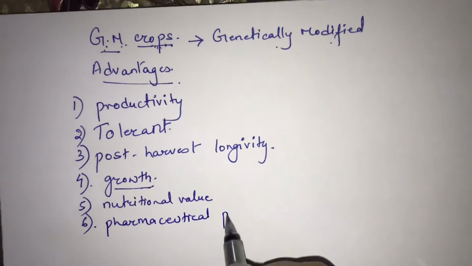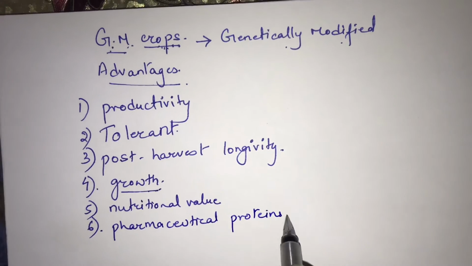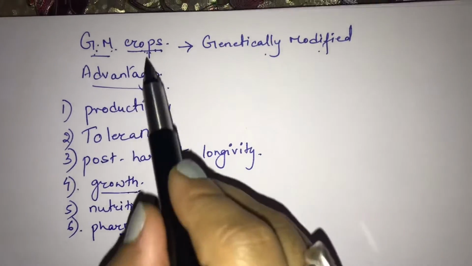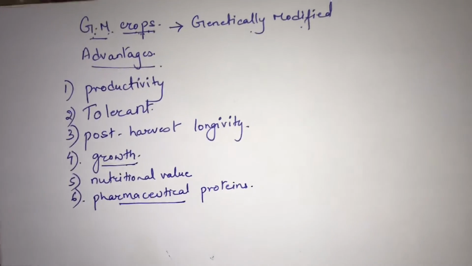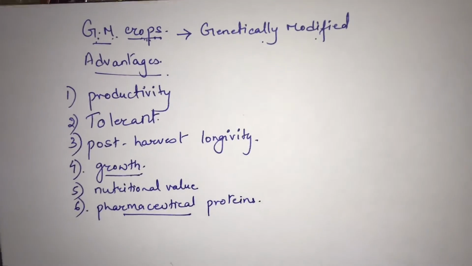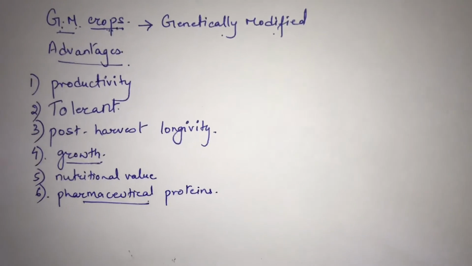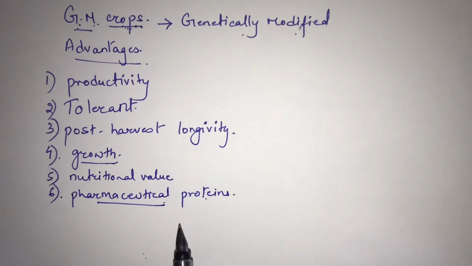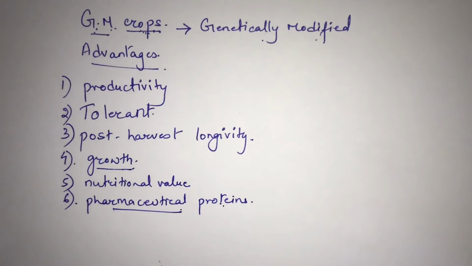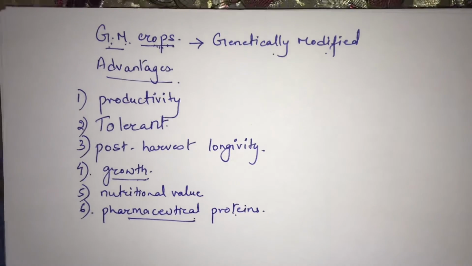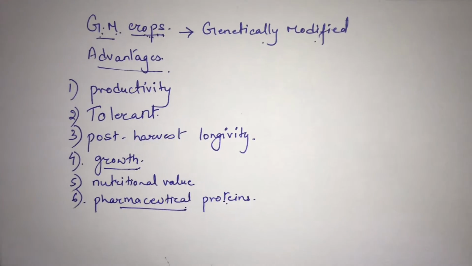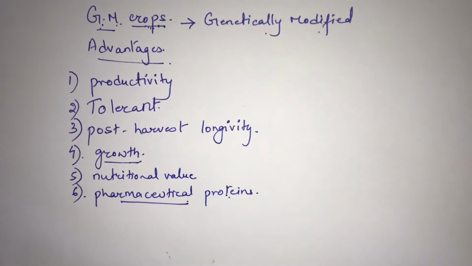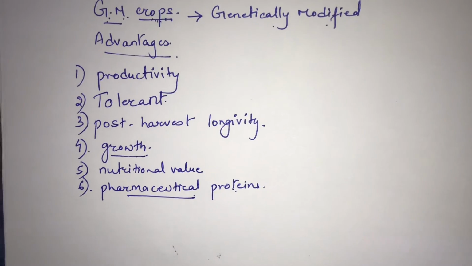products or proteins sometimes. Pharmaceuticals means the biochemical substance present in the crop which is used for production of medicines. Proteins are also medicines, proteins are also biomolecules. So if genetically modified crops have high nutritional value, then they can also provide these pharmaceutical proteins. So these are all advantages.